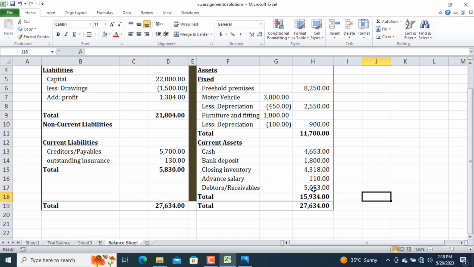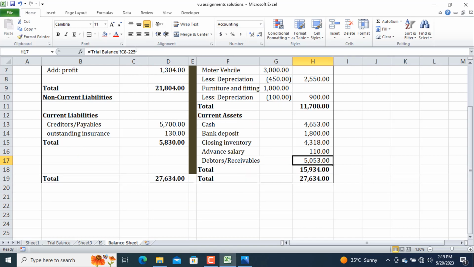Debtors receivable 5053. We also deduct 225 provision for bad debt account. So it is good to subtract directly from here. You add a line here just like here, depreciation. Debtors receivable less provision for bad debt account 225 here, and less this one, this will be the amount here. So this is a total. By adding all this, you will get 27,634, which is exactly equal to the total of liabilities, which satisfies the accounting equation: assets equal liabilities. So here the solution is finished.